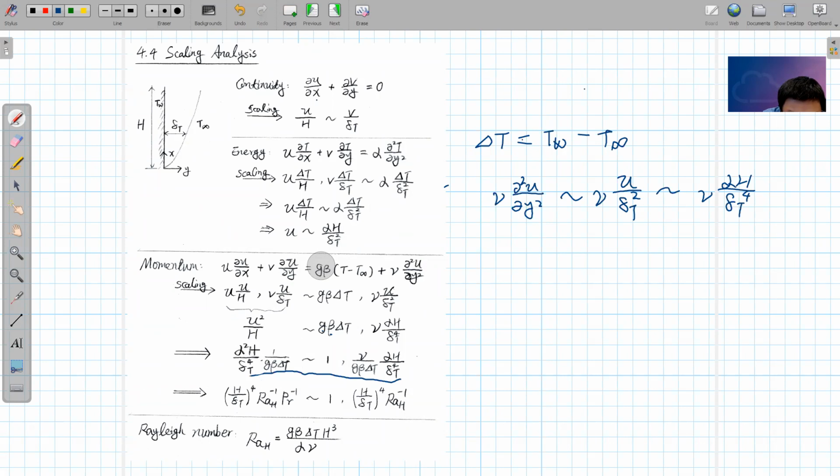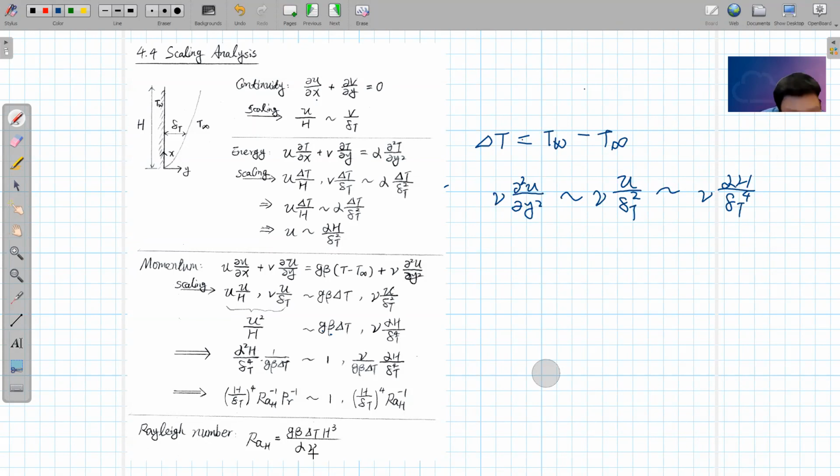So for the momentum equation, we have three terms here from this scaling analysis. This is alpha square times h over delta t to the fourth. This is the convective term, this is the buoyancy term, and this is the friction term. If we rewrite all these terms, this brings in the definition of the so-called Rayleigh number, which is g times beta delta t times the cube of the h length scale, divided by alpha, the thermal diffusivity, and also divided by mu.